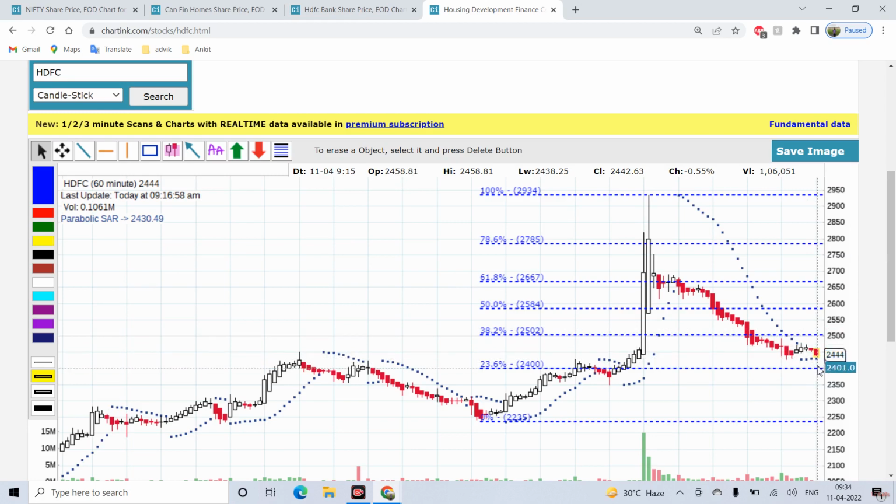2502 and 2400. Let's say it trades in this range for maybe 2-3 more days, and whichever direction it breaks, it will be quite a movement in that direction. So if it breaks 2500, it may go 4-5% upside, or if it breaks 2400, it may go 4-5% downside. So that's how it will be.